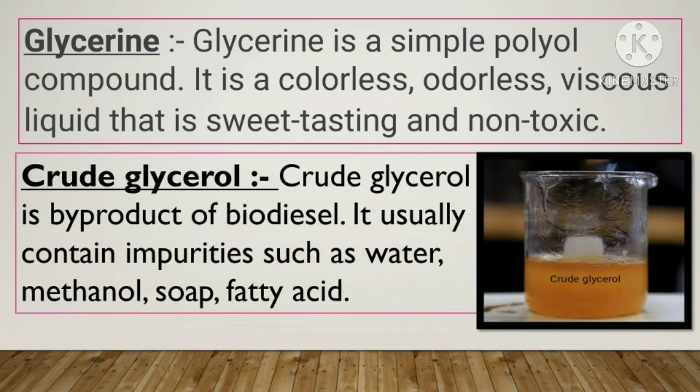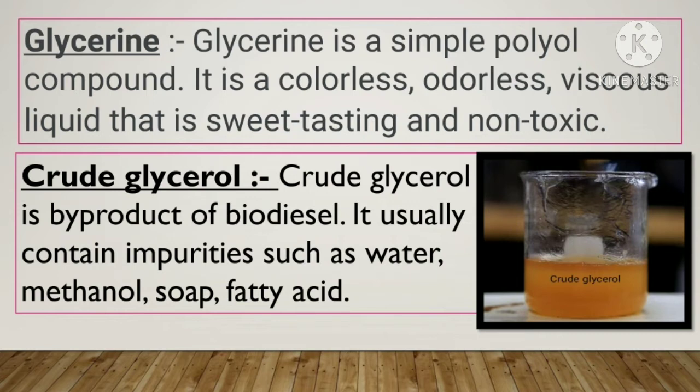Glycerin is used in food products, and due to its antiviral and antimicrobial properties, it is used in burn treatment. And here the question arises, what are polyol compounds, right? So polyol compounds are those compounds which contain multiple hydroxyl groups, and glycerin contains 3 hydroxyl groups.